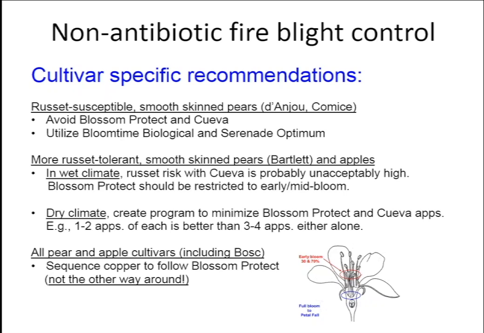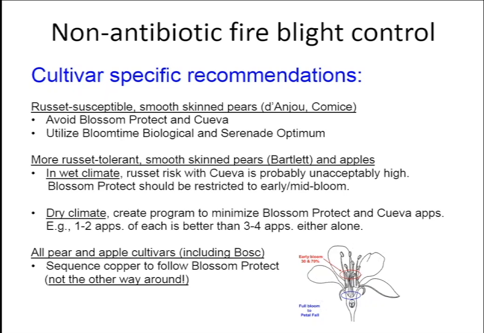And the last thing, which came out of a problem that we had last year, was that we had a Bosc grower in California that put copper on to actually enhance russet in a Bosc, which is what you want. But then they put the Blossom Protect on top of the copper, and we think that the acidic buffer from the Blossom Protect went onto this copper and freed a lot of copper ions, and then sort of created a super russeting situation. And so we're telling people to sequence their copper to follow the Blossom Protect and not the other way around, because if they put copper on the trees first, then Blossom Protect with the acidic buffer, they could damage their fruit.